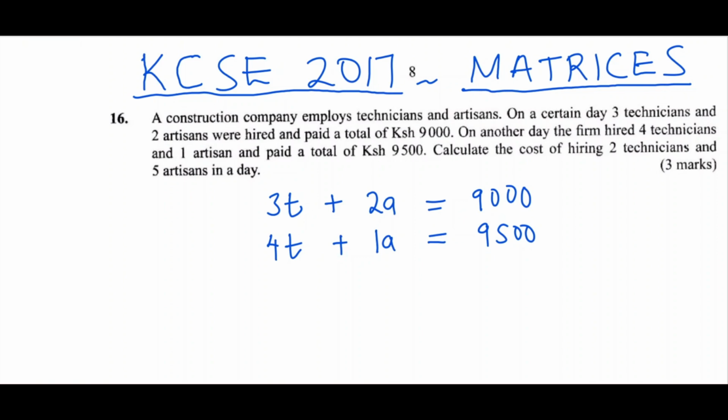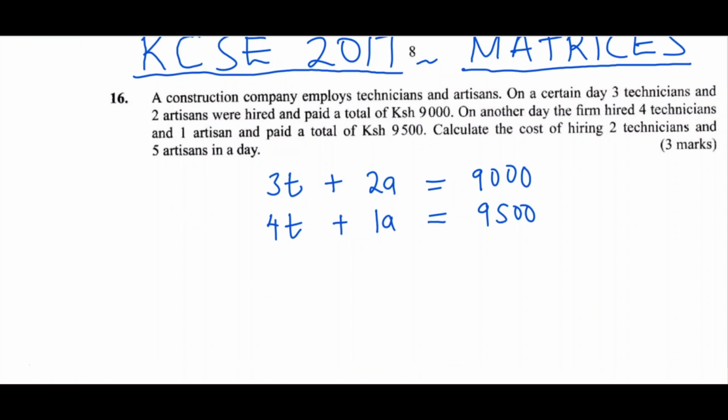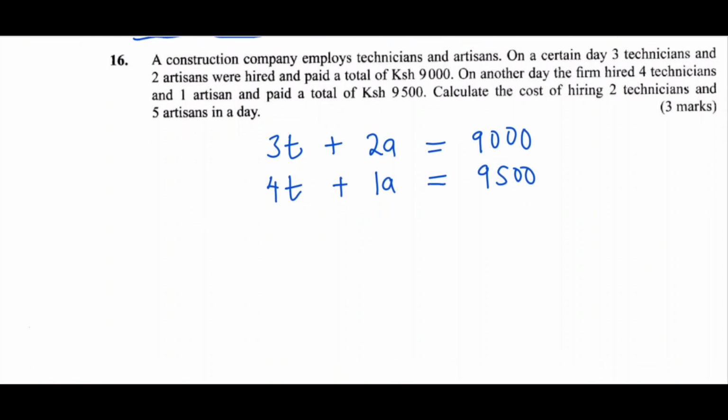technician and 1 artisan. So in short, what this question requires us to do is to find the value of T and the value of A. How much is a technician paid in 1 day and how much is an artisan paid in 1 day. When we have calculated the wages of the technician and the artisan, we can now proceed to calculate the cost of hiring 2 technicians and 5 artisans. So without wasting time, let us attempt this question using the matrix method.